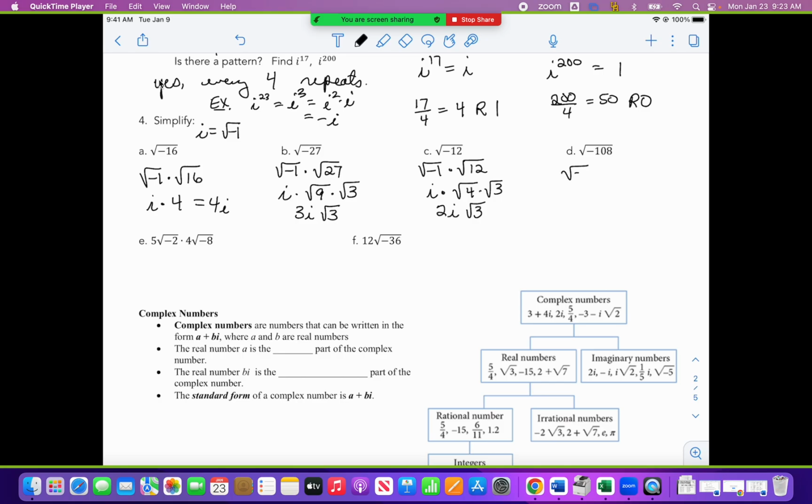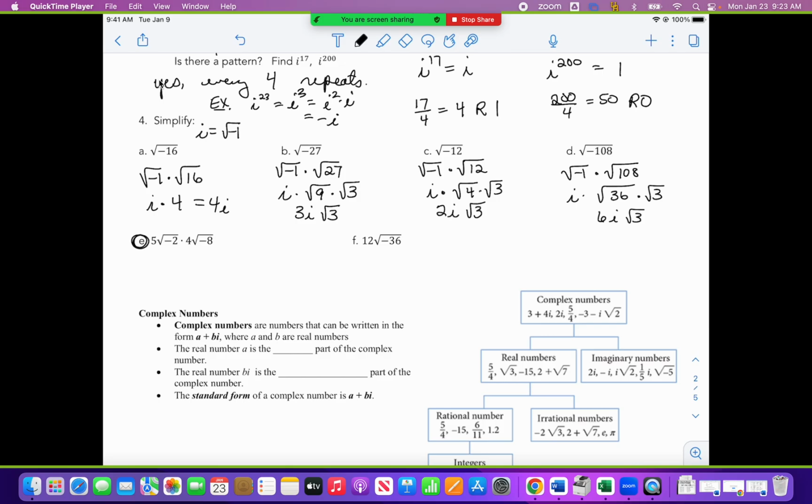All right, I'm going to start it. This is square root negative 1 times square root 108. That's i times, now this one took a little bit, the square root of 36 times the square root of 3. If you didn't quite get it right away, say you started with a 4, then you'd have to keep going. And that's okay if you don't get the greatest perfect square factor out. You just keep going.